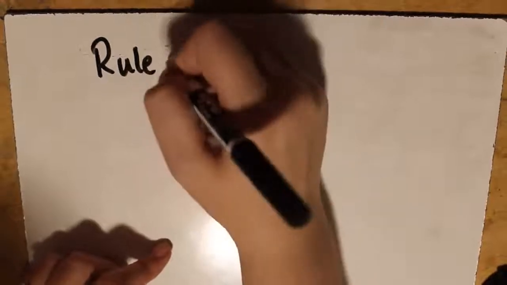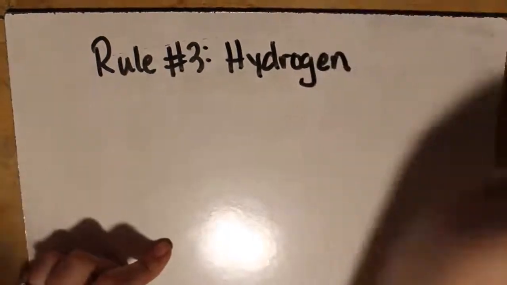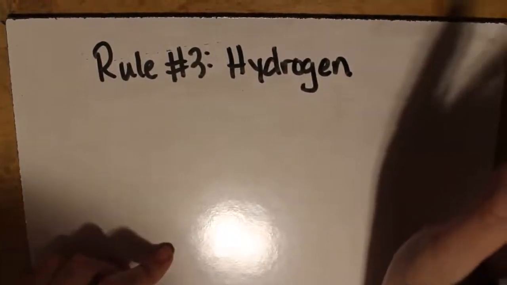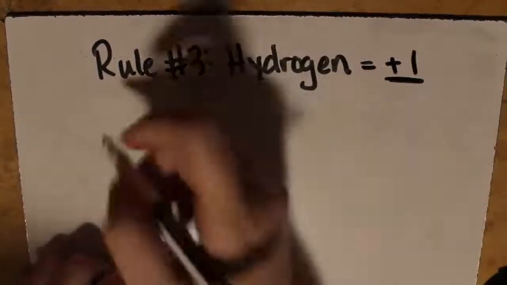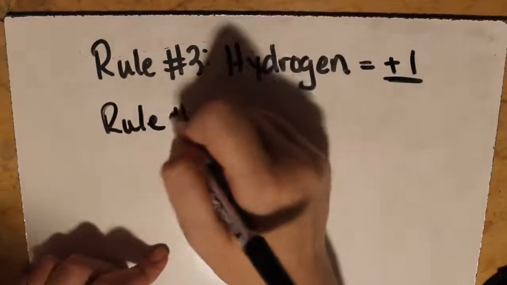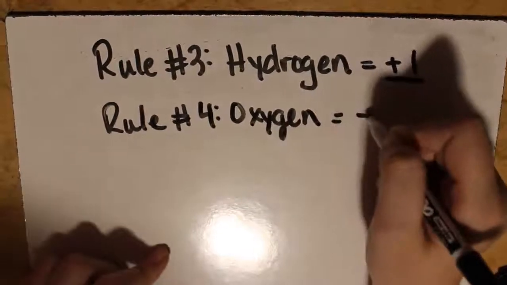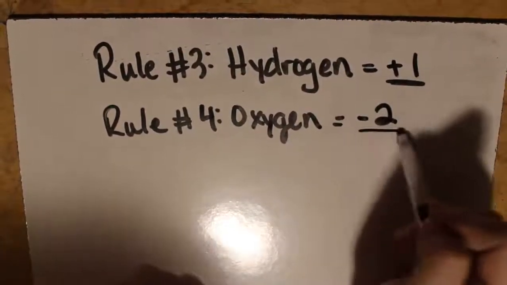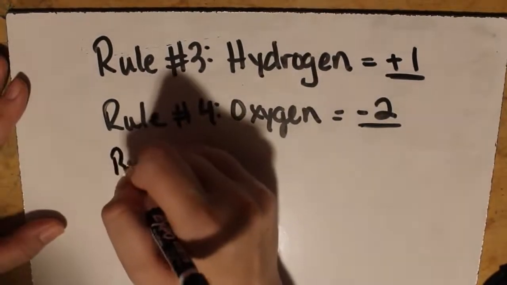So make sure you know that. Okay? I'm going to move into rules 3 and 4. So rule 3 is about hydrogen. And it states that in most of its compounds, unless it's a metal hydride, it's going to equal a +1. And rule number 4 with oxygen is very similar. It simply states that oxygen is going to equal a -2 unless it's with a more electronegative halogen or a different oxygen.